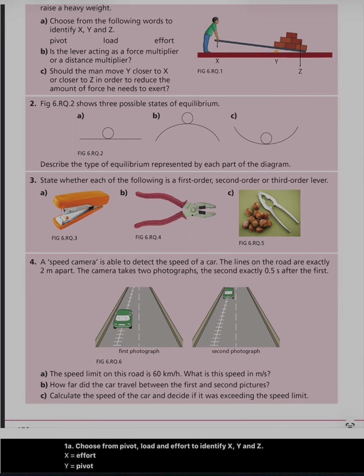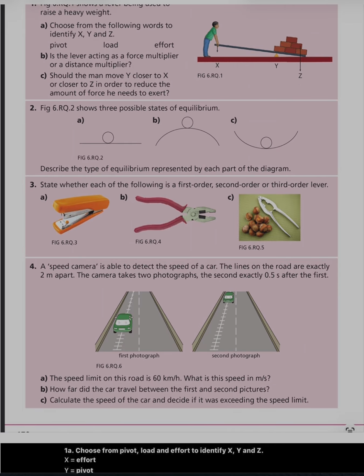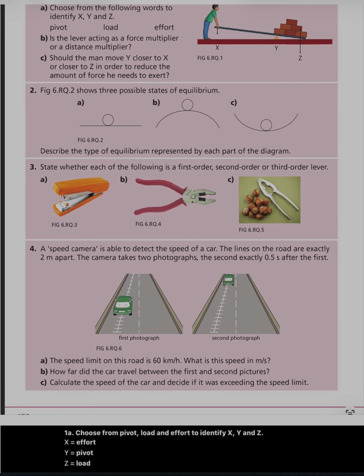Shock Mechanics 1A. Choose from pivot, load, and effort to identify X, Y, and Z. X equals effort, Y equals pivot, Z equals load. 1B. Is the lever acting as a force multiplier or distance multiplier? The lever is a force multiplier.